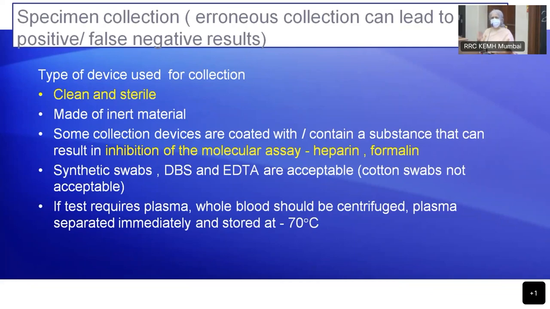Otherwise, you can use the whole sample without adding a preservative. You don't necessarily have to have a preservative. Then if the test requires plasma, it's important to separate it. If there is delayed testing beyond 48 hours, store the plasma at -70, no question about it. There are no two ways. If you're setting up a PCR lab, you need to have the right kind of equipment. If you don't have it, wait until you get the right kind of equipment.